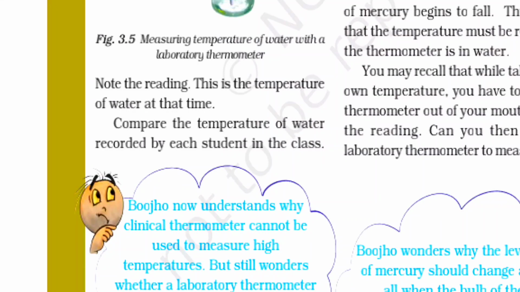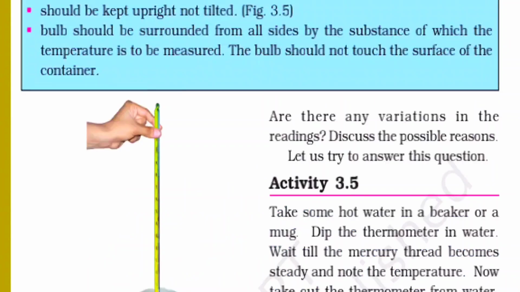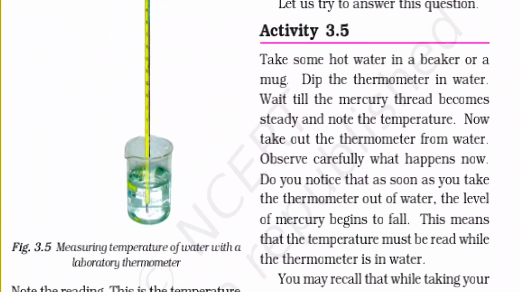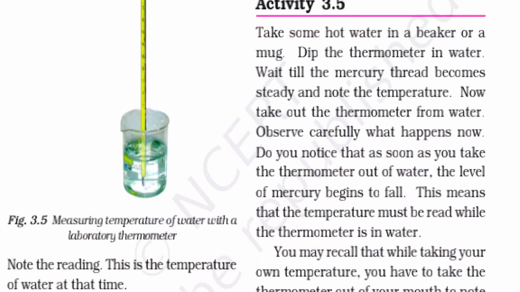Compare the temperature of the water recorded by each student in the class. Are there any variations in the readings? Discuss the possible reasons. Let us try to answer these questions. Activity 3.5. Take some hot water in a beaker or a mug. Dip the thermometer in water. Wait till the mercury thread becomes steady and note the temperature.